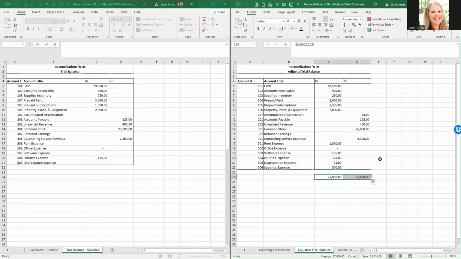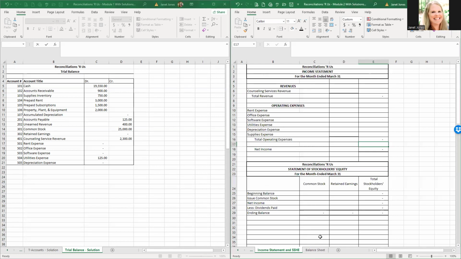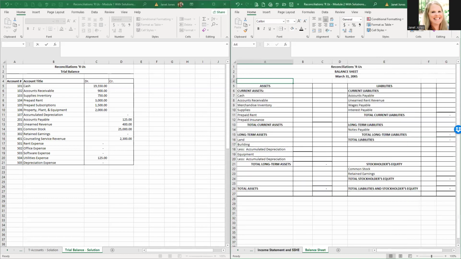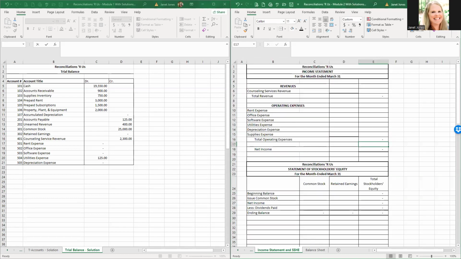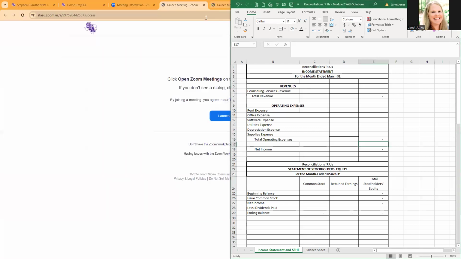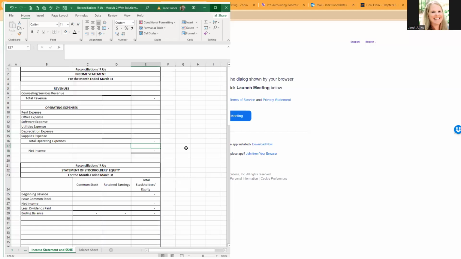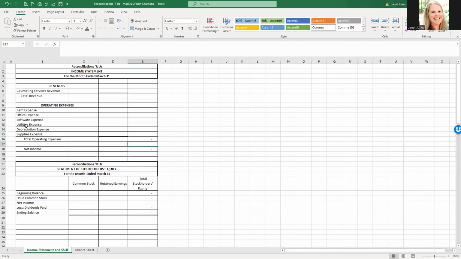The next step is to put this information into our financial statements. I have two financial statements on the first sheet, which is our income statement and statement of stockholders' equity, and then I have our balance sheet. We're not covering the statement of cash flow in these videos, but it is something you'll need to know in the future. So what we have next are our financial statements.